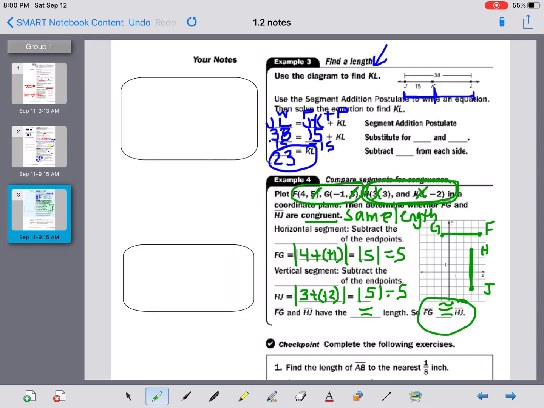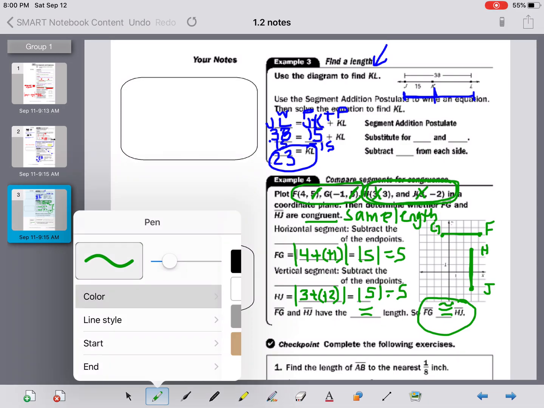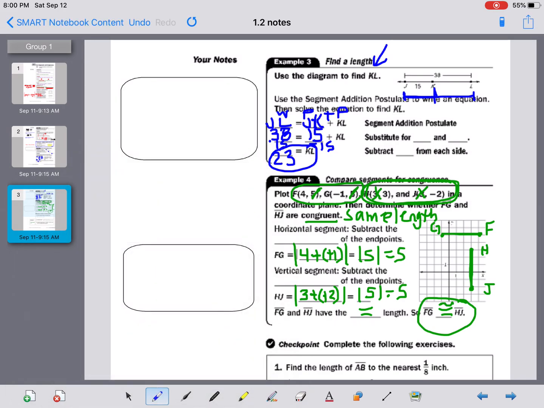Now, I told you I was going to have another way to do this, and I need to stress this one for when you can do this. Because I have a horizontal segment, it goes across, or a vertical segment.